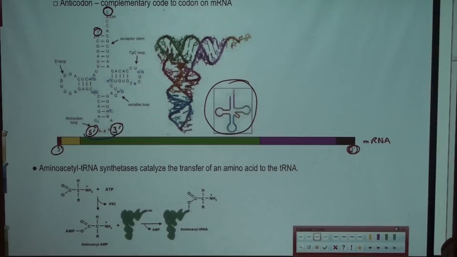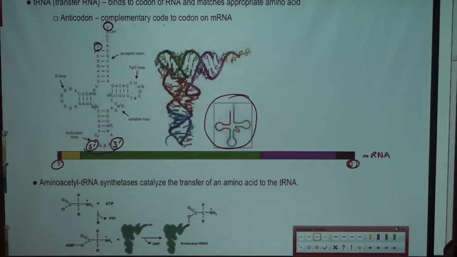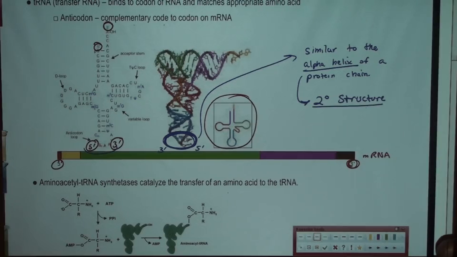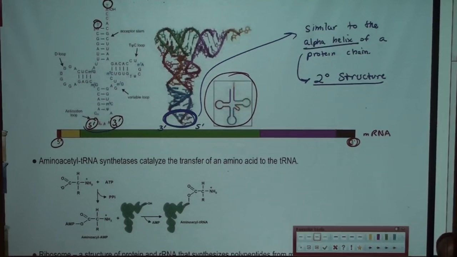So we're going to say with tRNA, we have actually twisting right here. So what happens, it twists at the end so that this becomes 5' to 3'. Okay, so it's similar to the alpha helix of a protein chain. What kind of structure is an alpha helix? Is it primary, secondary, or tertiary? Secondary. So basically a tRNA can take on a secondary structure. And it has to do this so that we can lay down 5' to 3'.